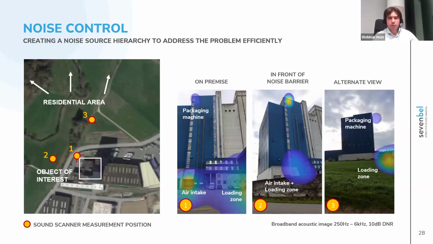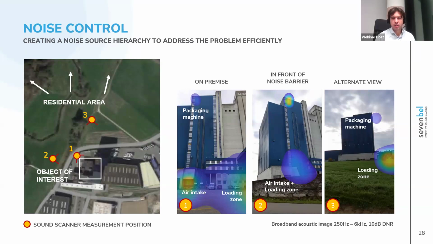So right in front of the facade, we immediately see 3 sources. Number 1 was an air intake, which was sucking air into the factory, making a lot of wideband noise. Then there's a loading zone where some trucks are idling right outside of the picture. And then finally, there's a packaging machine on the top floor making a very tonal noise.